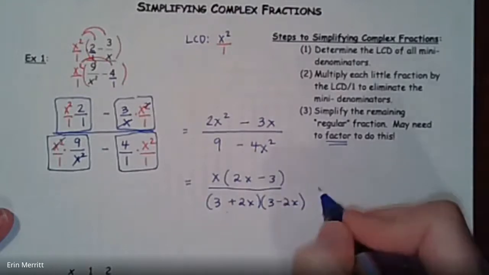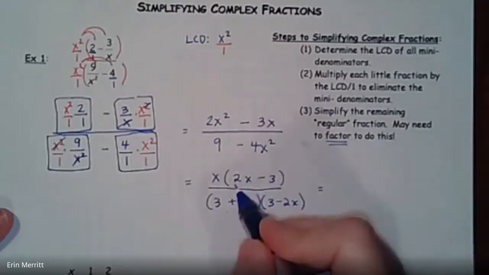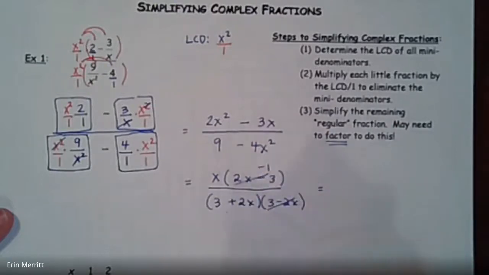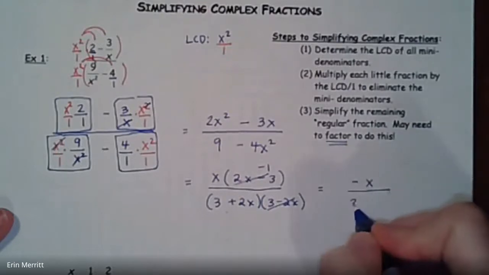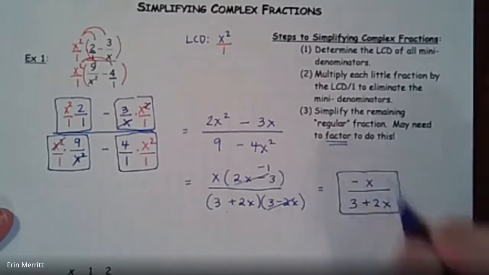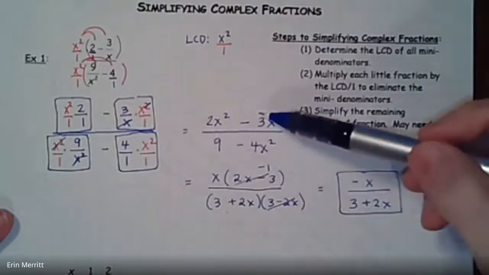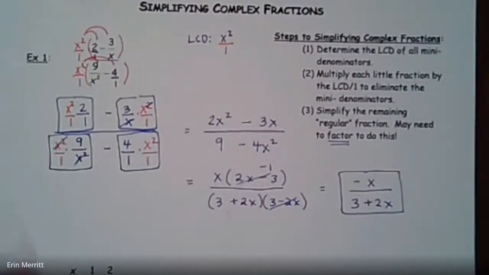All right. And now this looks like a problem we know how to tackle. So 2x minus 3 and 3 minus 2x, those will cancel, but it leaves a negative 1 in its place. So then negative x over 3 plus 2x would be our final answer here. The goal is really to get it to a problem that we already know how to handle, and then factor and simplify is the last step. All right, let's try it again.